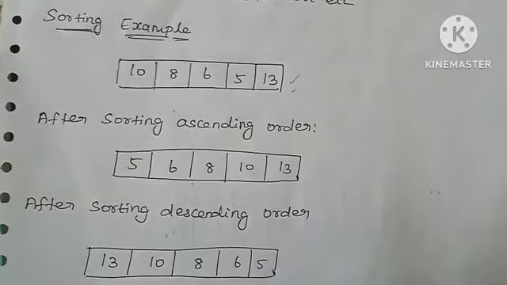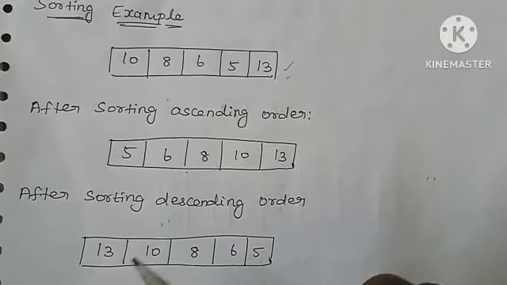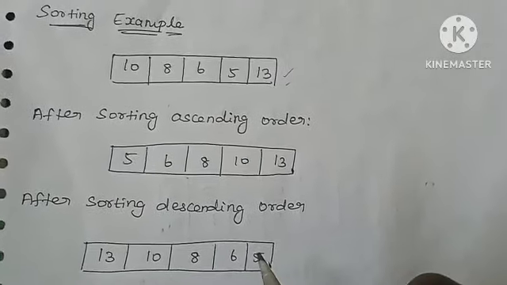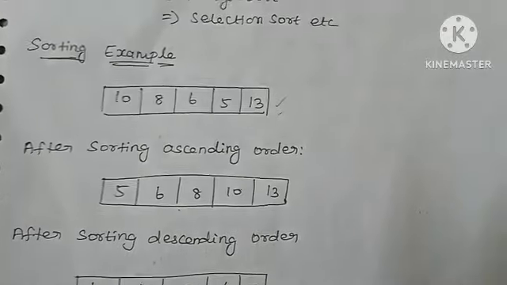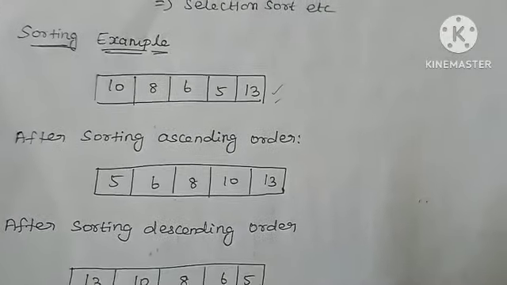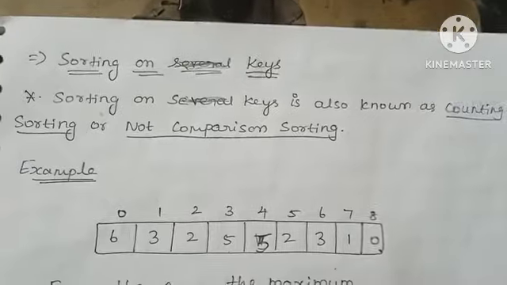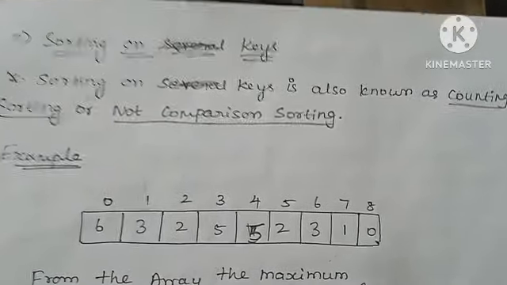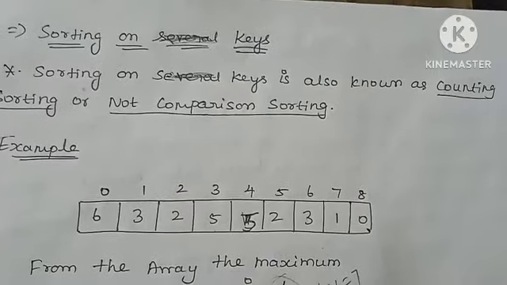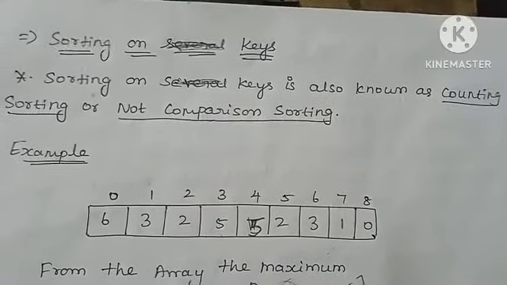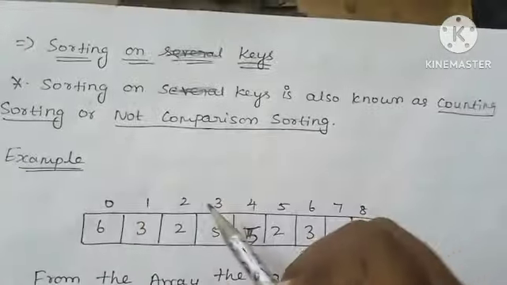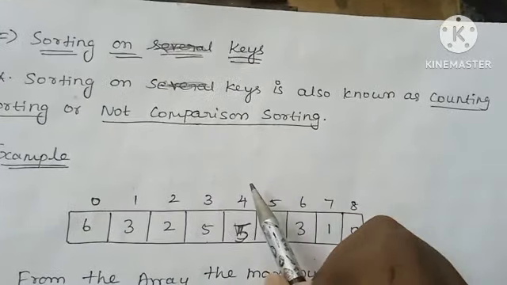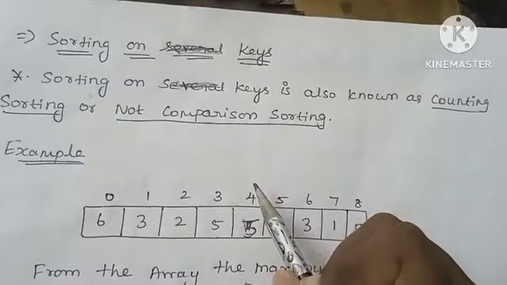And the next one is the descending order. Descending order means highest value to lowest value. This is the simple example for sorting. Now we can see our topic. What is sorting on keys? We use the key to sort the elements in the array. Sorting on keys is also known as counting sort or non-comparison sorting.